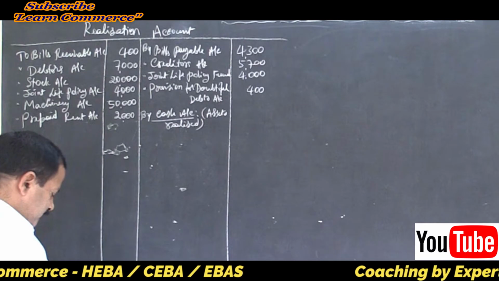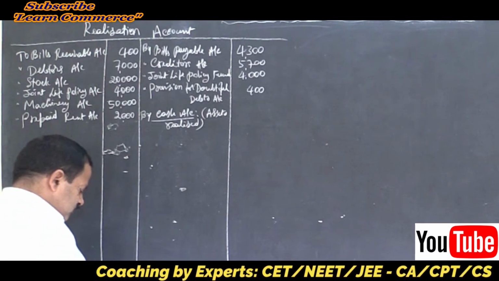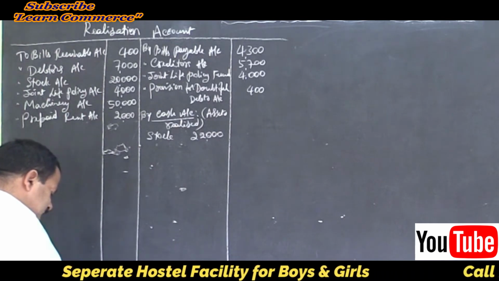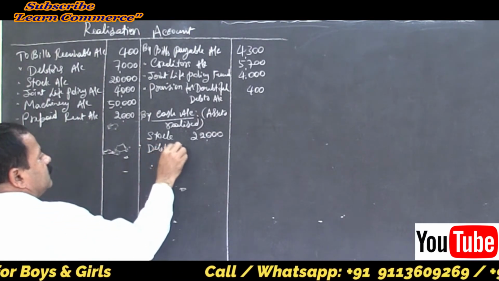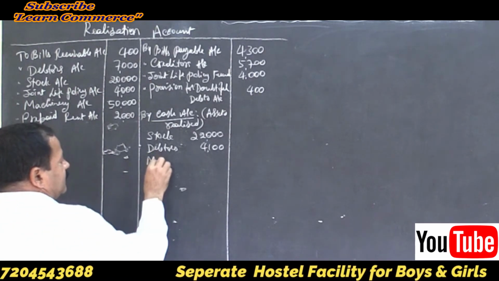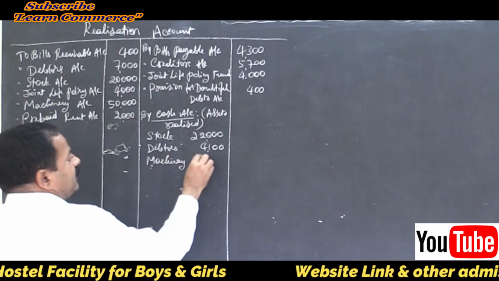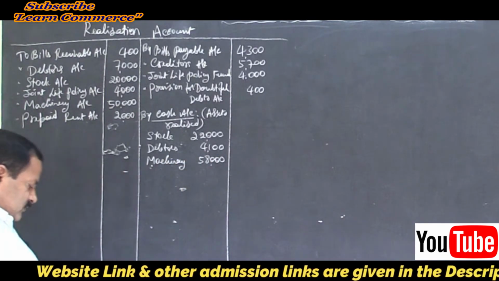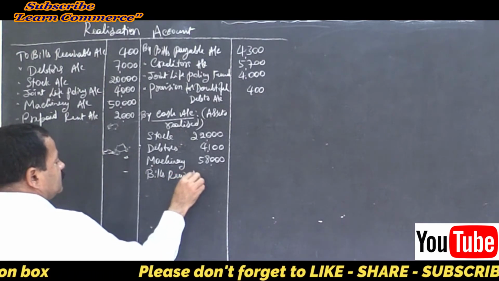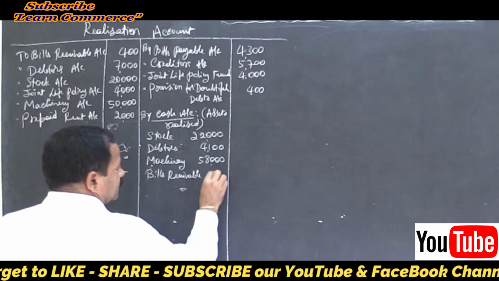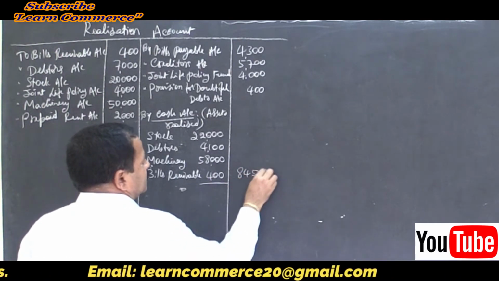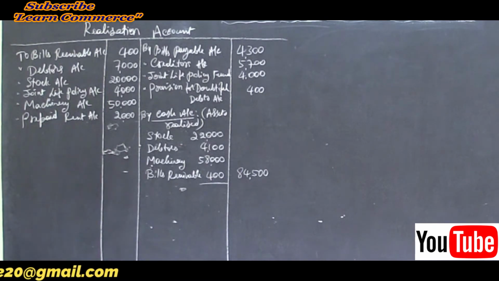Then, under that, write one by one. Stock 22,000, right? Then debtors 4,100. Machinery 58,000. Then bills receivable, how much is it? 400. That's all. 84,500. Now we have money with us.